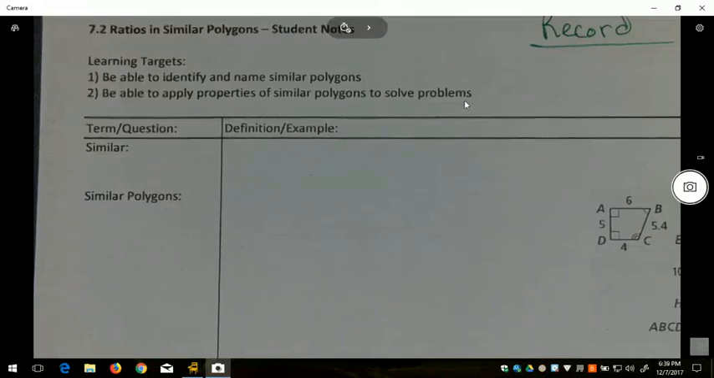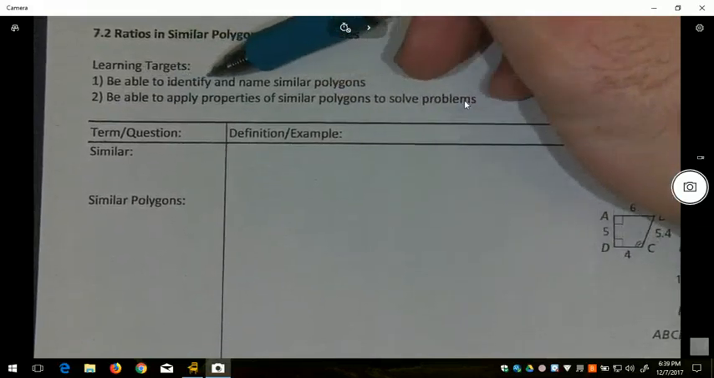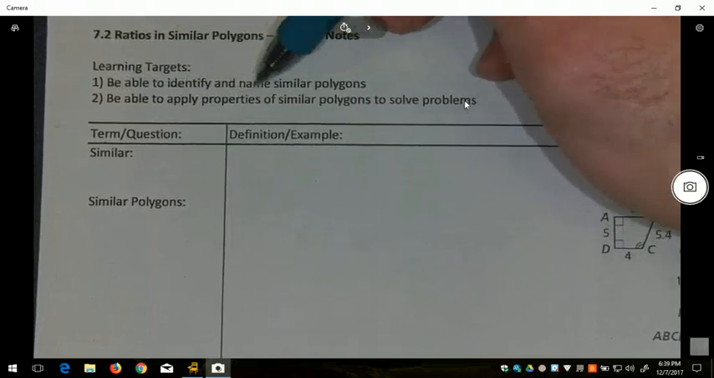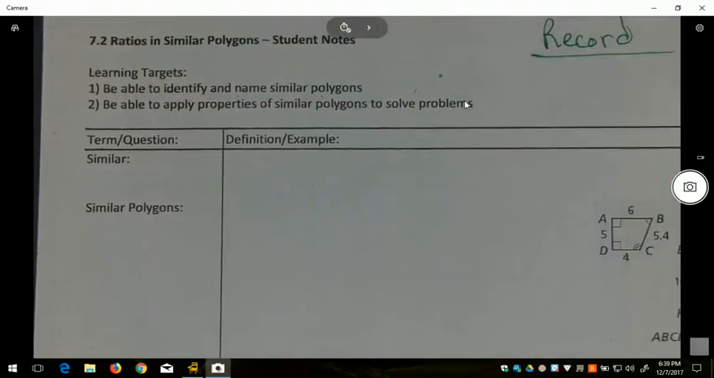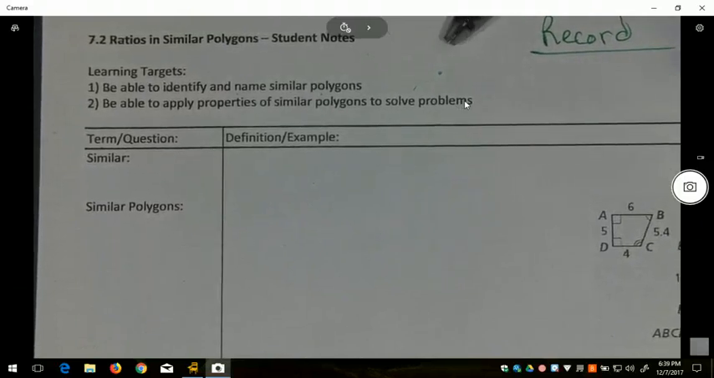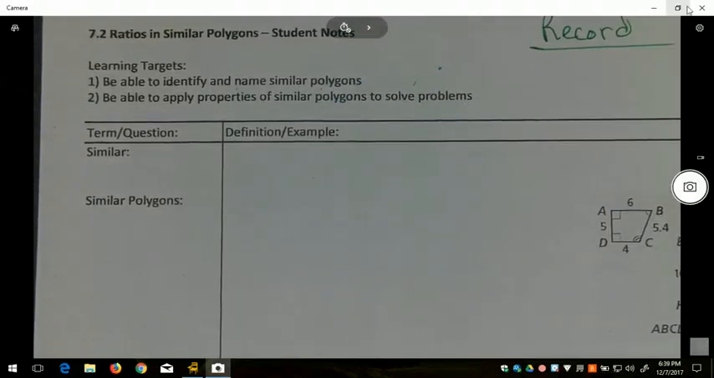Welcome to Lesson 7.2, Ratios in Similar Polygons. The learning targets for this lesson are that you should be able to identify and name similar polygons, and that you should be able to apply properties of similar polygons to solve problems. In the next few lessons, we'll actually look at some theorems that help us to prove that polygons are similar, and once again, use the fact that they're similar to solve problems.